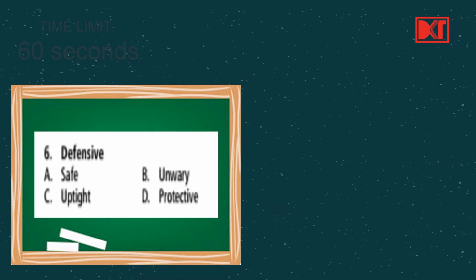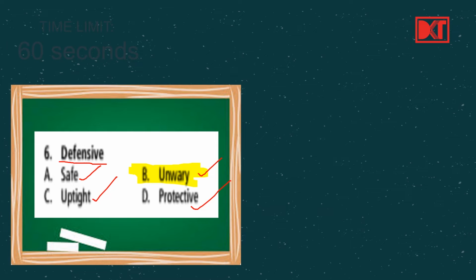Okay, so the next word is defensive. Here the options are A. Safe, B. Unwary, C. Uptight, and D. Protective. Now here the antonym of defensive is B. Unwary. Alright.